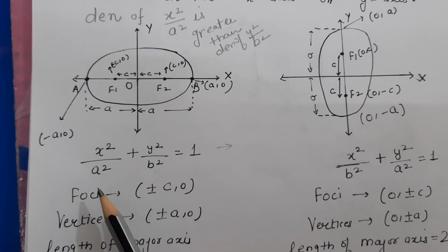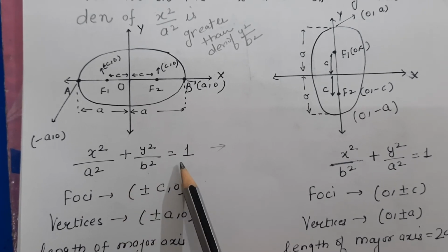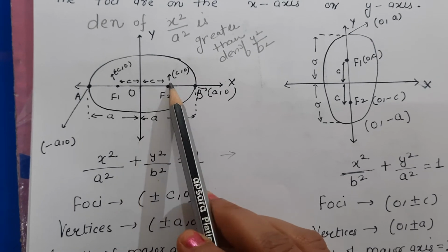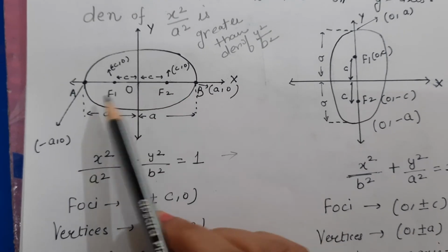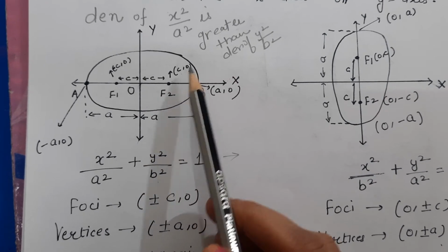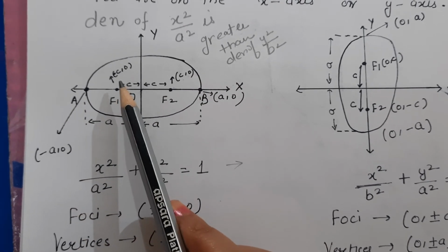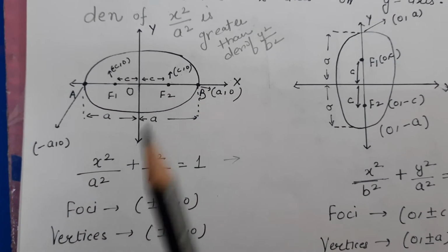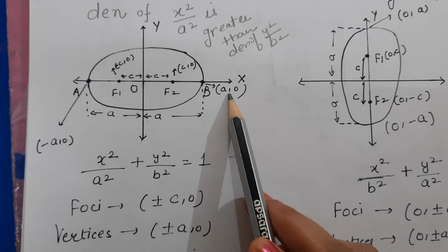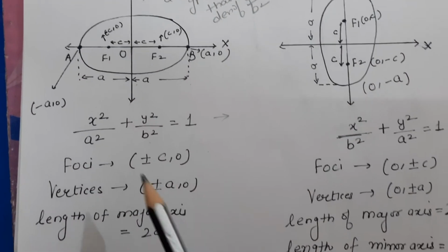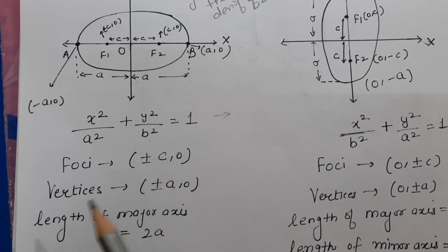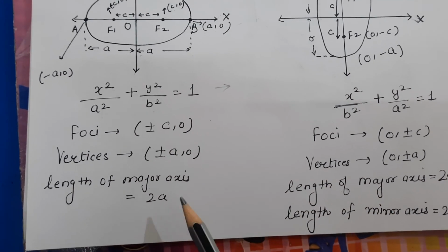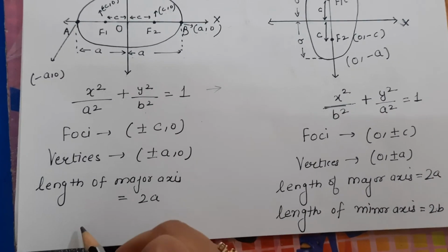The equation is x square by a square plus y square by b square equal to 1. The distance between these two foci is 2c. So this is c. That means the major axis is along the x-axis, so this coordinate is c, 0. Here to the left of the origin, this is minus c, 0. Now the end points of the major axis are the vertices. This is a, 0 and this is minus a, 0. So foci are plus minus c, 0. The vertices are plus minus a, 0. Now the length of the major axis is 2a. Here the length of the minor axis is 2b.